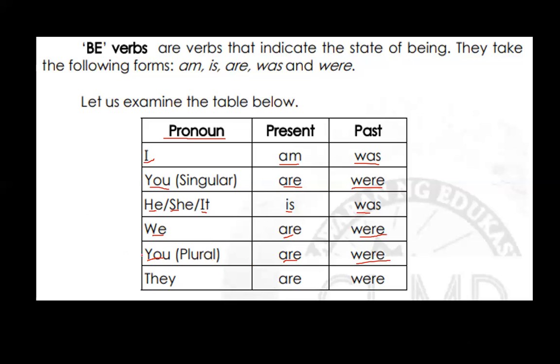So they also take the plural form. If the thing is currently happening, we use are. And if it happened in the past, we use were. For example, you are currently listening to the teacher. And for the past, you guys were not here yesterday.